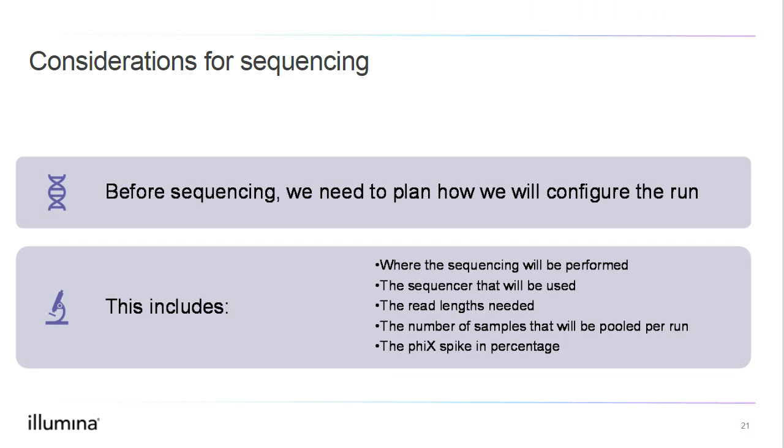Now that we have our libraries prepared, let's go ahead and proceed with sequencing. Before we sequence, we do need to answer a few questions that will dictate how we proceed with sequencing. We need to decide where the sequencing will be performed, which sequencer to use, the read lengths for the sequencing run, the number of samples that will be pooled per run, and the percent of the PhiX control library we will add into the sequencing run.